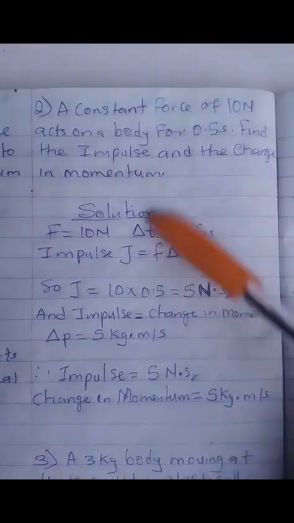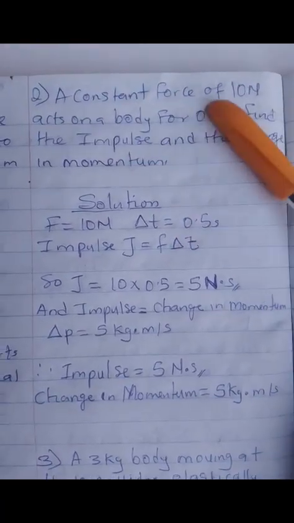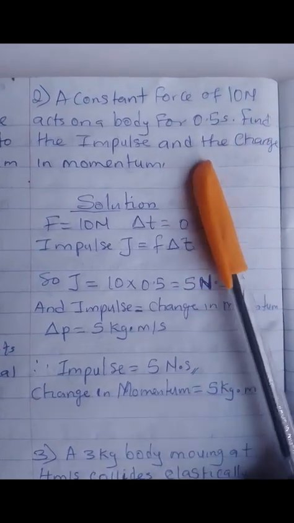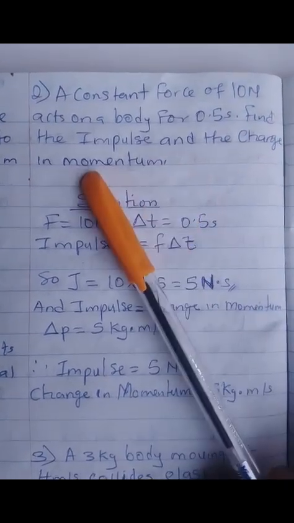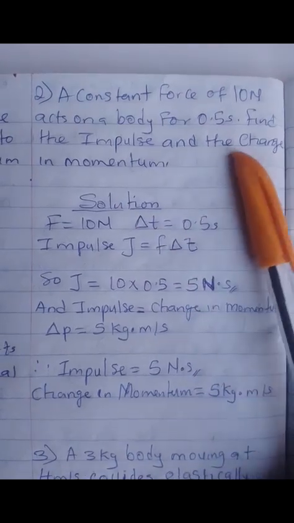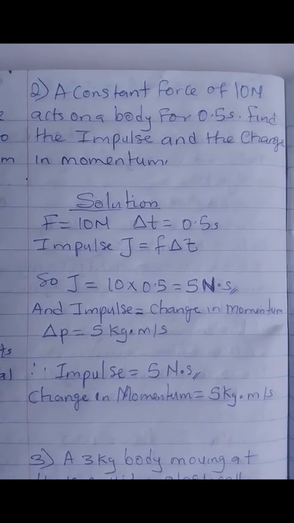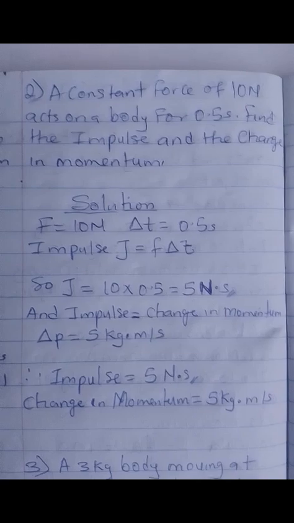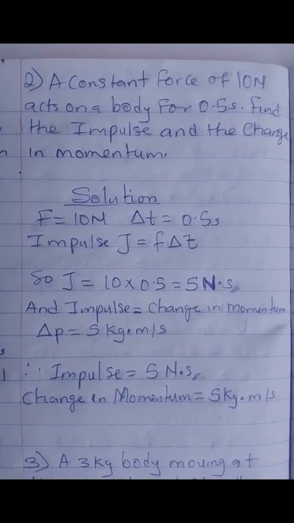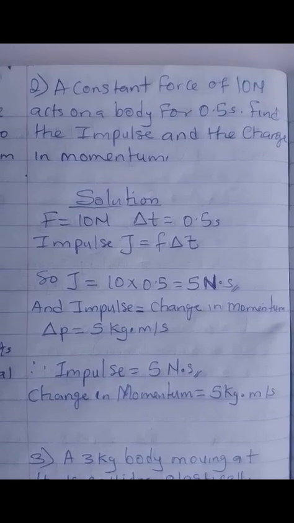So this is another question on it. A constant force of 10 Newton acts on a body for 0.5 seconds. Find the impulse and the change in momentum. Here we shouldn't disturb ourselves. We already know that the impulse is also the change in the momentum. So meaning that the moment we get the impulse, we have already gotten our change in momentum. So now let's solve this question.